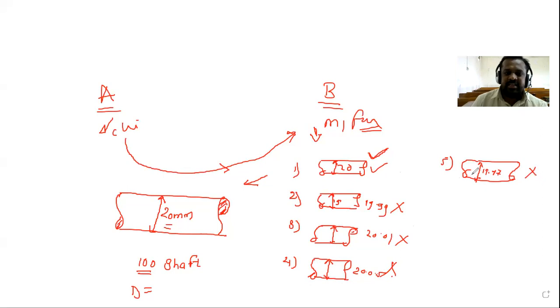Because that A person has required an exact 20 mm diameter of shaft, and that B person has produced only one shaft whose diameter is exactly 20 mm, and the remaining shafts have varying dimensions. So that A person has rejected a number of shafts. Okay, now see here again.